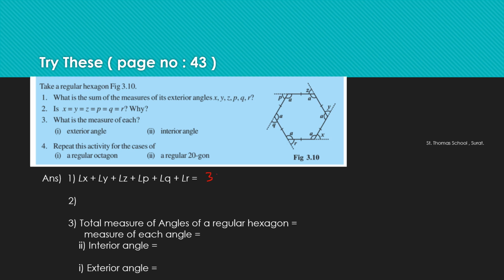It's clear? Because in any polygon, the sum of the measures of the exterior angles is always 360 degrees. Second question: x is equal to y is equal to z is equal to p is equal to q is equal to r. Why are they equal? What is the reason for that? Can we say all these exterior angles are equal?